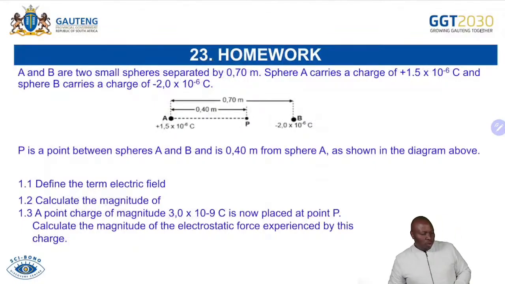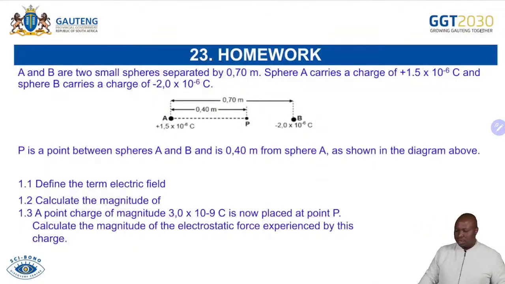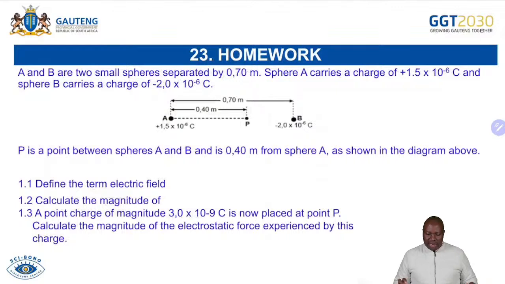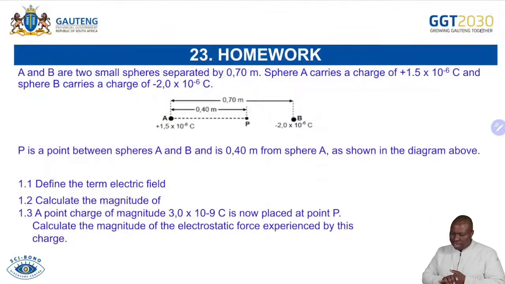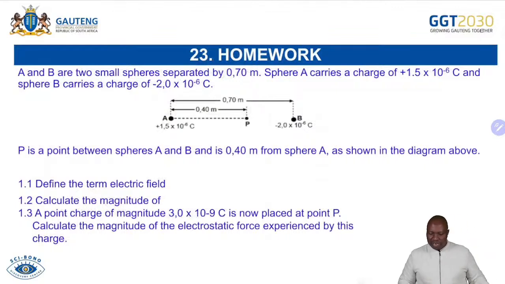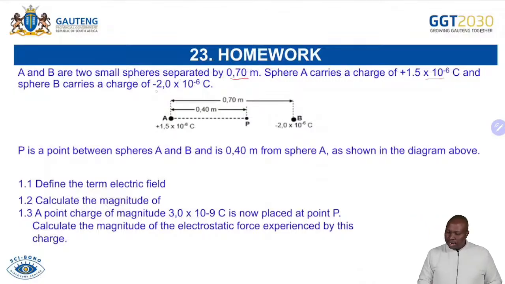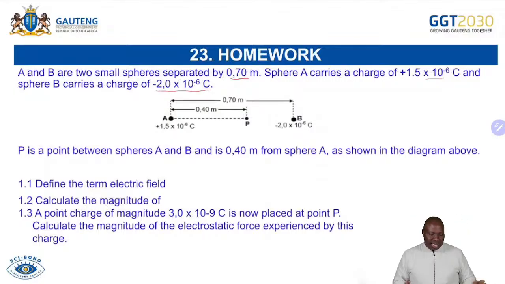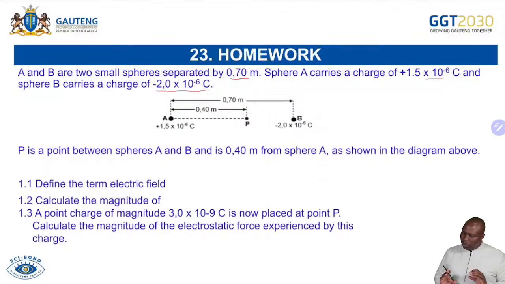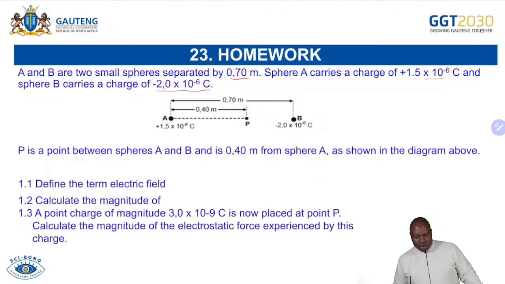And always, we are giving you a homework. This one is straightforward and nice, and we want you to enjoy it. It says A and B are two small spheres separated by 0.70 meters. Sphere A carries a charge of 1.5 times 10 to the power of minus 6 coulombs, and sphere B carries a charge of -2 times 10 to the power of minus 6 coulombs. The diagram is given there, and then you just have to answer these nice three questions. I hope you will enjoy doing this question as your homework, and then you will do it and check it, and you will get total.